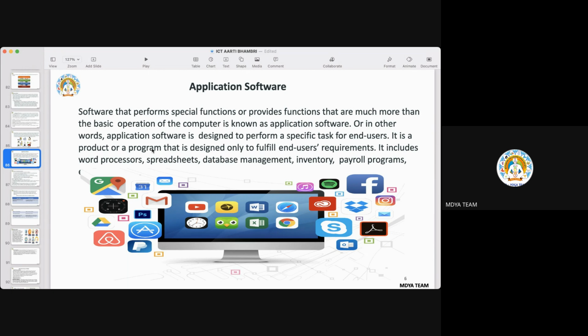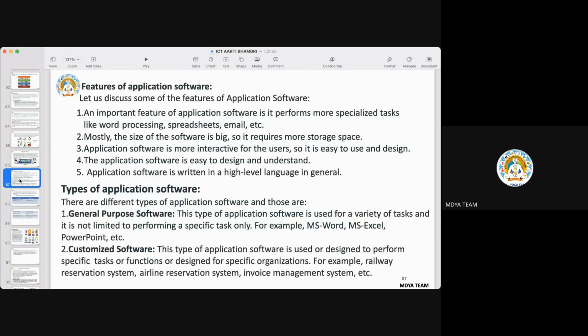It includes your Microsoft Word, which has so many functions, Excel, PowerPoint, or some mathematical work, or if you want to make a spreadsheet. Or database management, or inventory, if some organization has to maintain inventory. Or payroll programs. So according to the need of an end user, these programs are installed, or you can say you can purchase those programs.